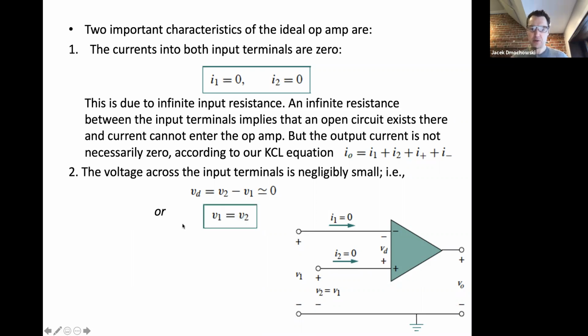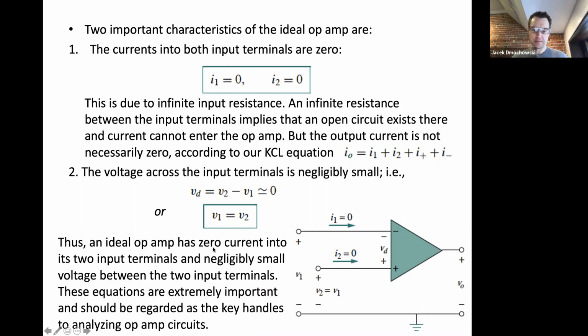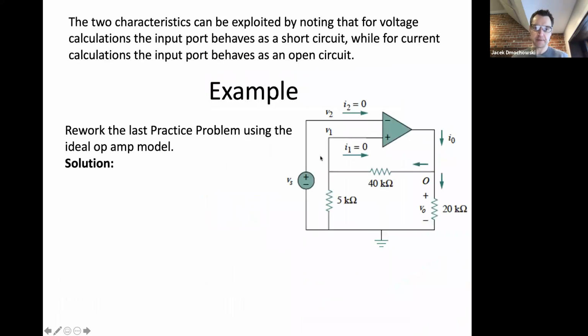So, in other words, for the sake of the calculation, for the sake of solving op-amp circuits, you can assume that the two inputs are sitting at the same voltage, and furthermore, that the op amp itself doesn't suck in any current at its inputs. Okay, so the op amp has zero current into its inputs and a very small voltage between the two inputs, right? And this will make our lives a lot easier, as you will see.